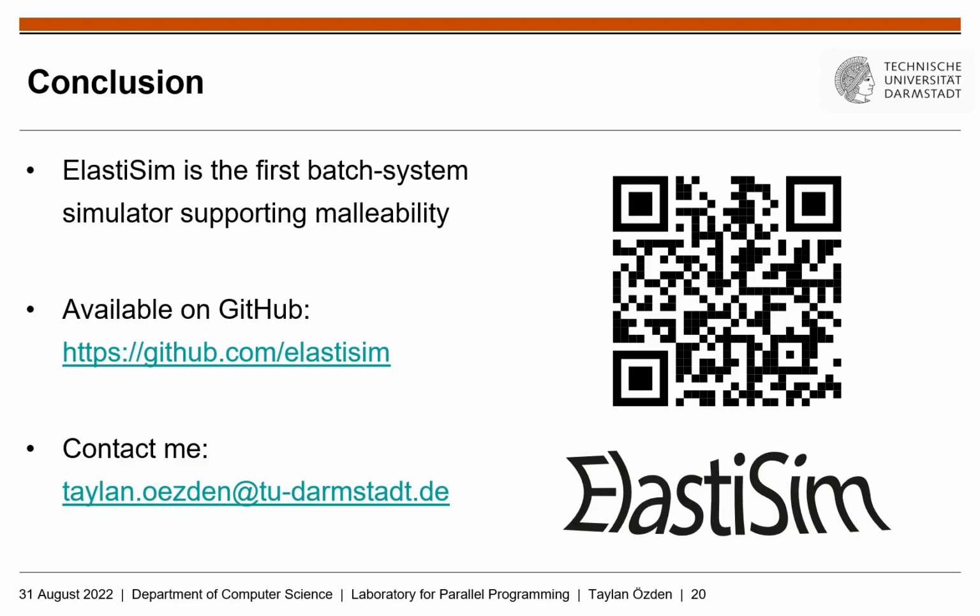And that brings me to the end of my talk. So to conclude, ElastiSim is the first batch system simulator that supports malleable workloads. We proposed a workload model augmented with performance models that supports malleability, and also an application execution model that automatically includes scheduling points to support malleability. And we made ElastiSim publicly available on GitHub, so feel free to check out our repositories.